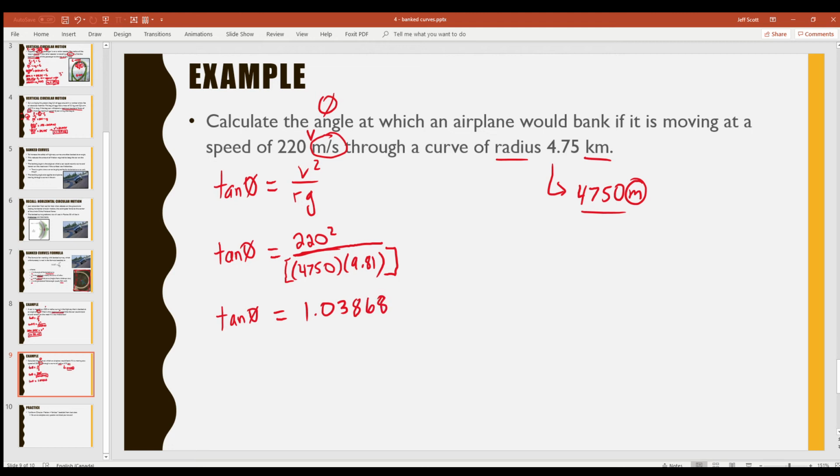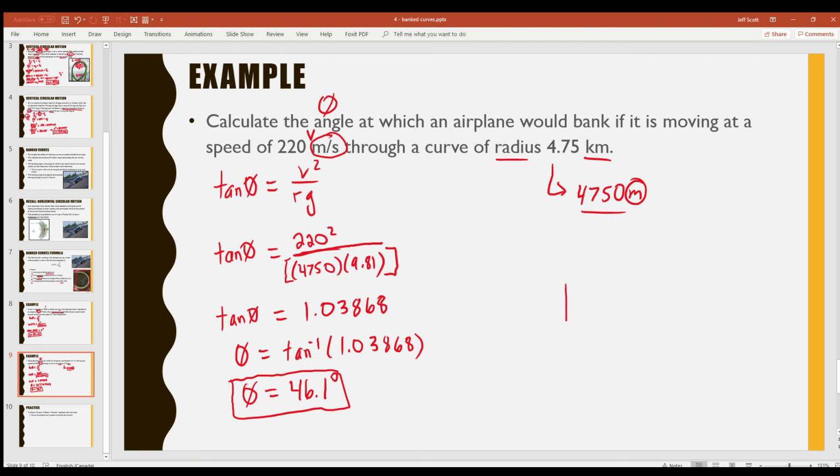And now we want to get theta all by itself. Now theta is locked away inside this tan here, so to get rid of the tan, we have to take the inverse tan of both sides. So in other words, we can say theta equals the inverse tan of 1.03868. And if you throw that in your calculator, you're going to get theta equals, to 3 sig digs in this question, 46.1 degrees. So again, pretty much the exact same as the last question, we just had a different variable we're looking for. With banked curve problems, you just have to know to use that formula.